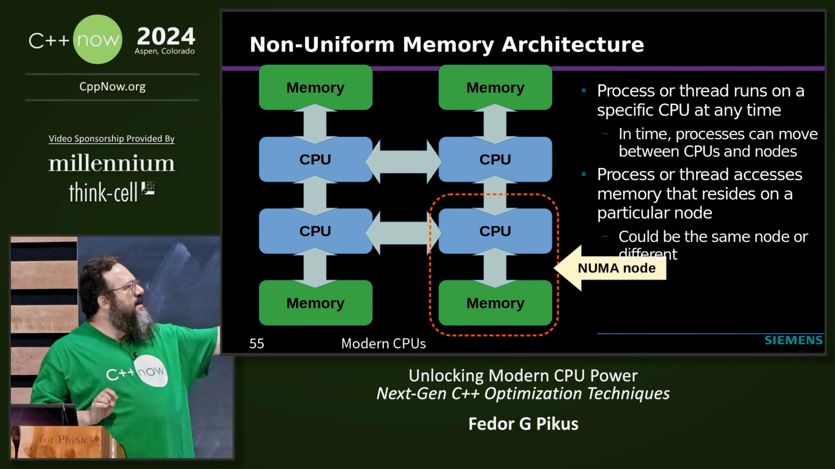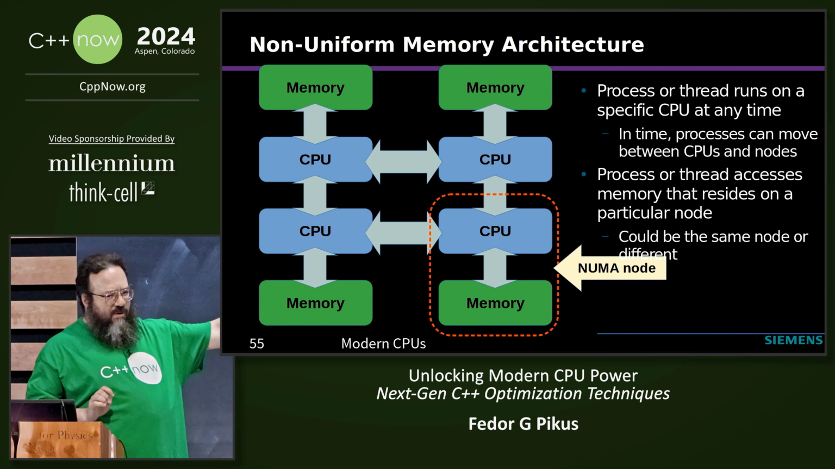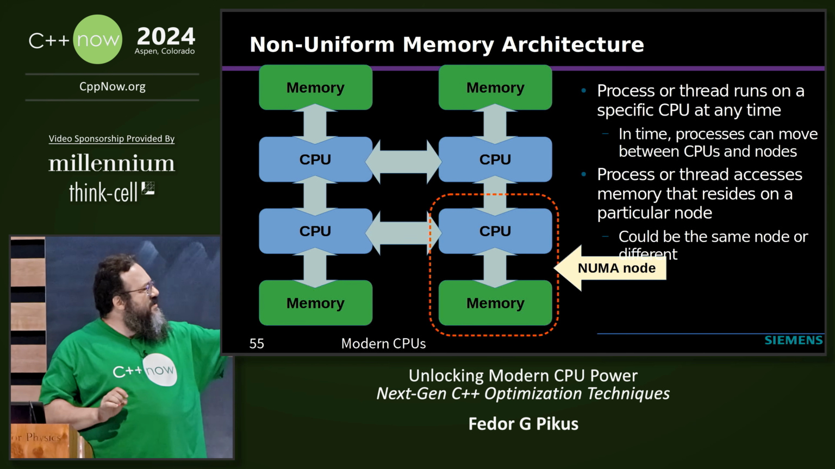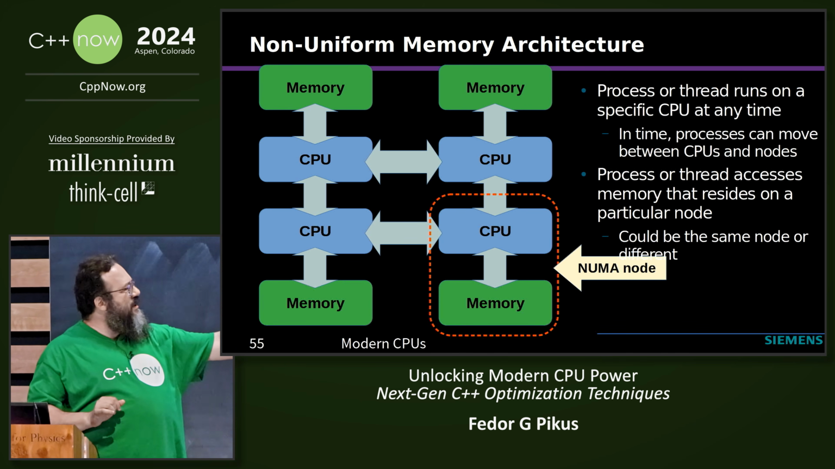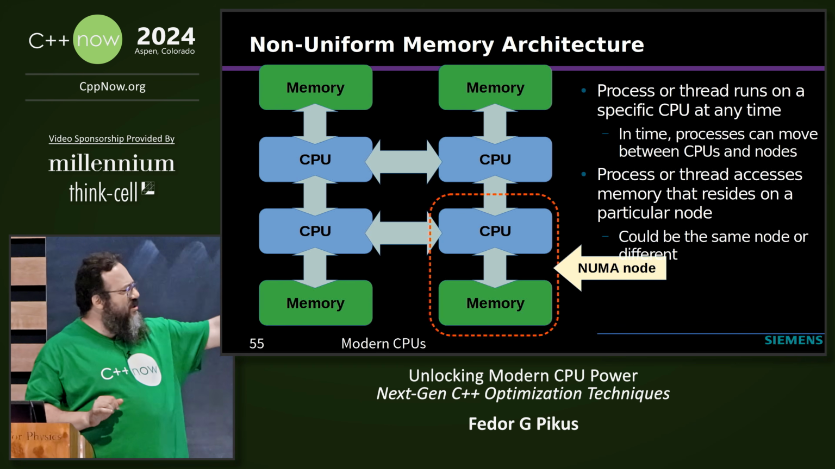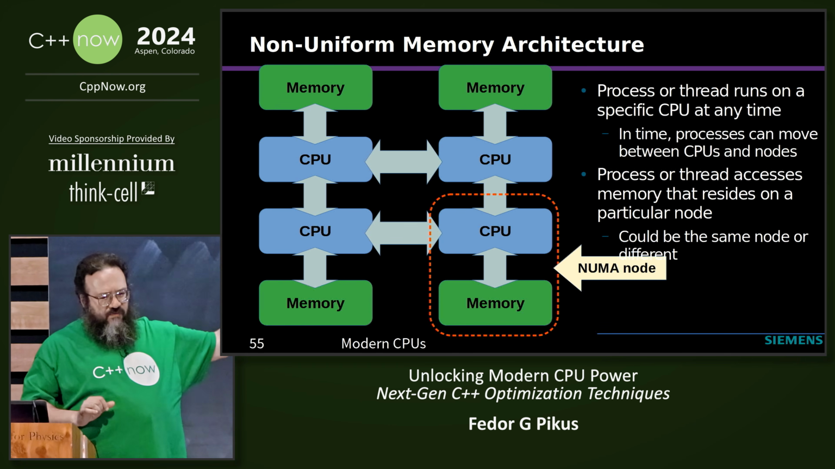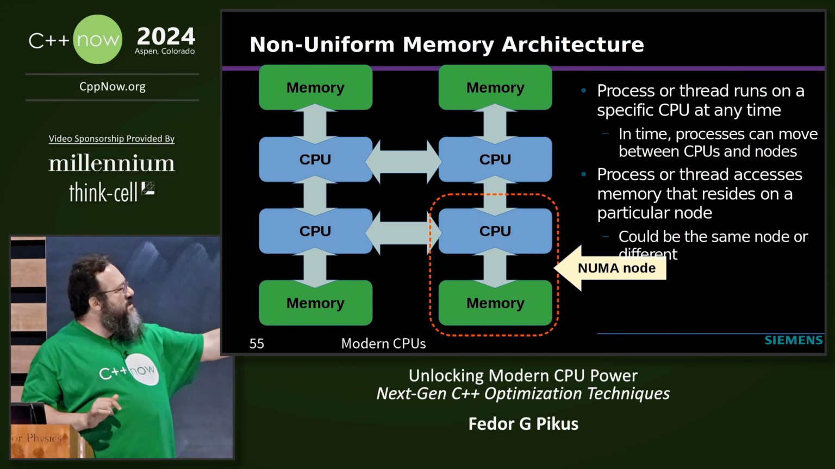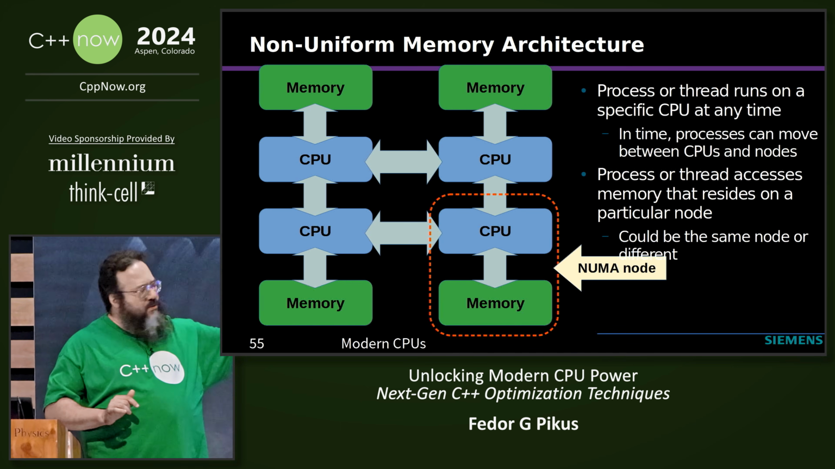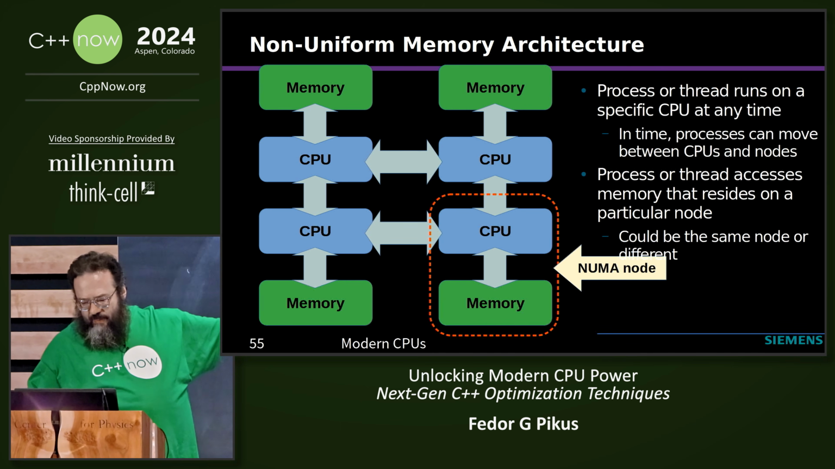Whatever the organization is, one die on a package or one CPU on a multi-socket board, this group of CPU in its local memory, and by CPU I mean all of its cores and all of its caches, is joined into what we call a NUMA node.